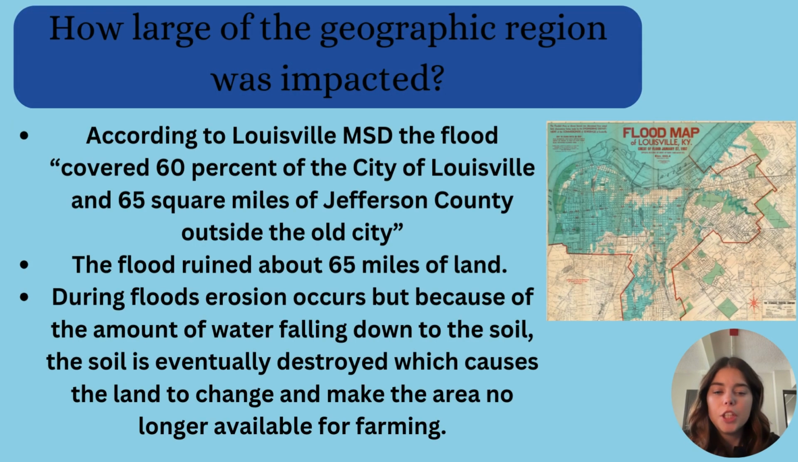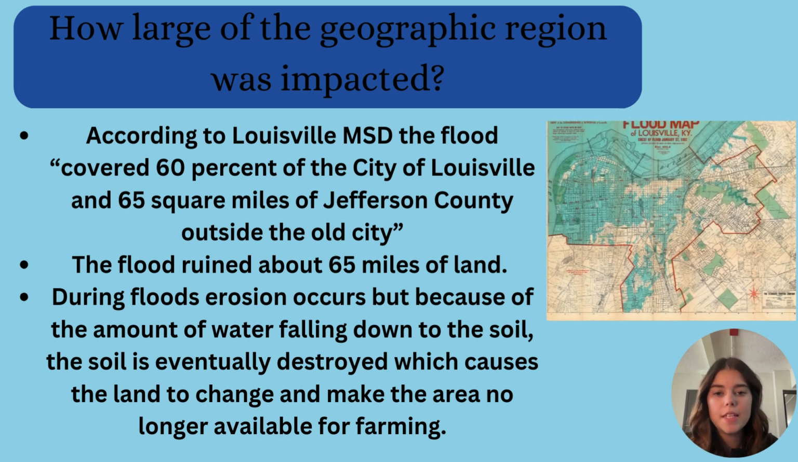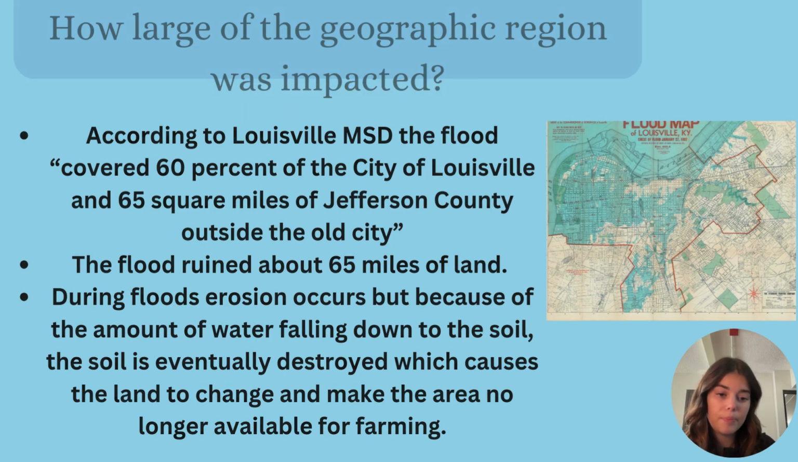How large of a geographic region was impacted? According to the Louisville MSD, the flood covered about 60% of the city of Louisville and 65 square miles of Jefferson County outside the Old City. The flood ruined about 65 miles of land. During the floods, erosion occurred because of the amounts of water falling into the soil. The soil was eventually destroyed, which caused the land to change and made the area no longer able to farm.